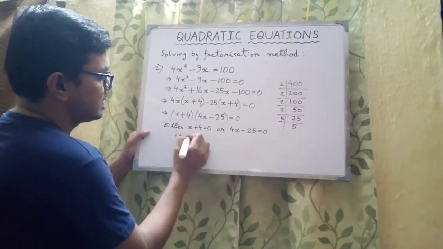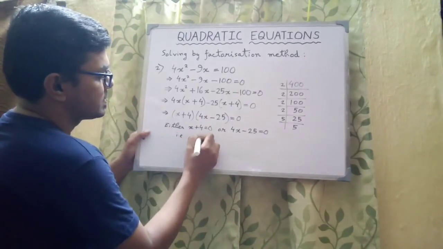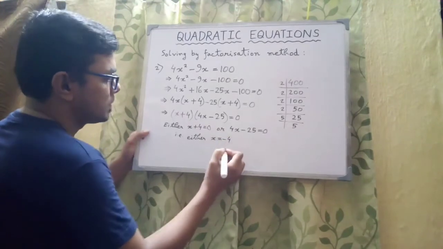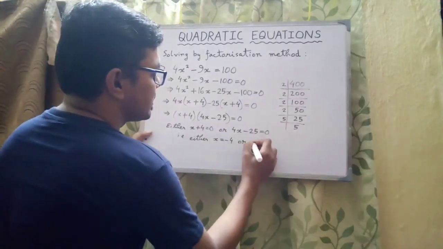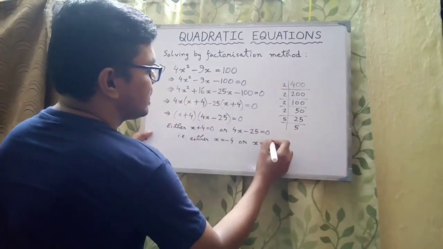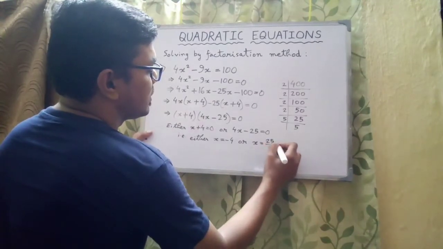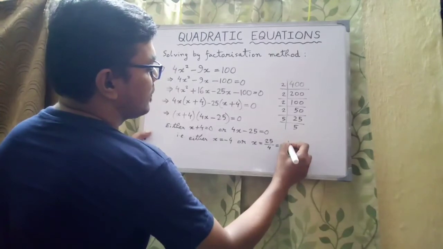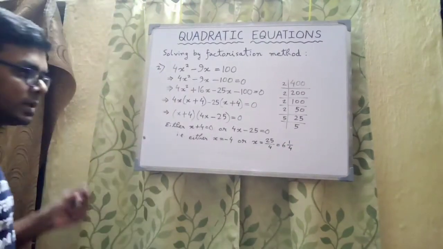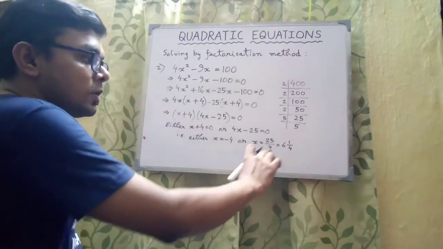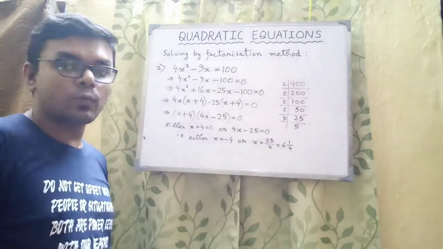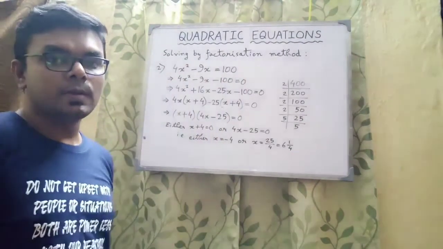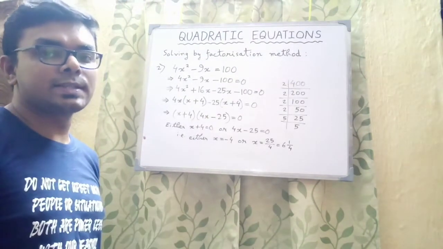That is either x equals minus 4 or x equals 25 by 4, that is 6 and 1 by 4. So either x equals minus 4 or x equals 6 and 1 by 4. So these two are the roots of this equation. Now let's move on to the next example.